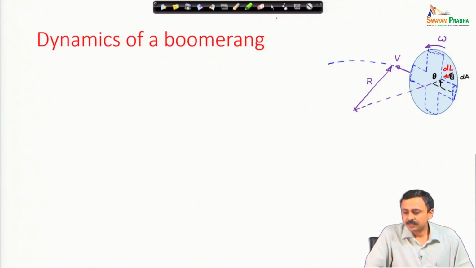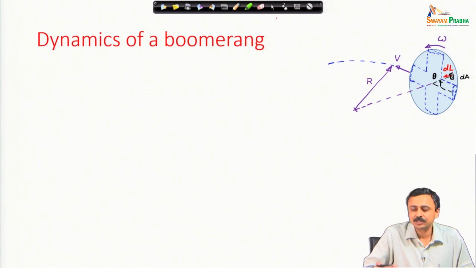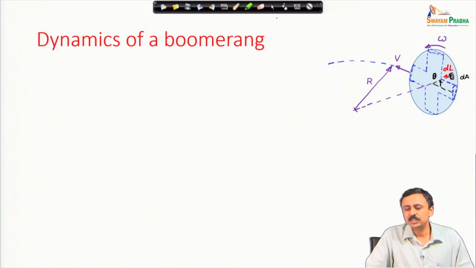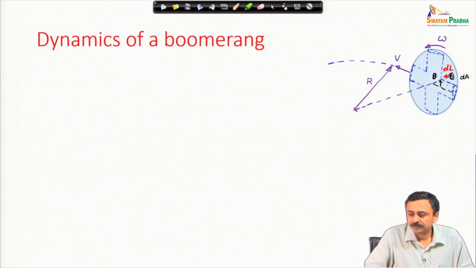To analyze this dynamics, let us make some simplifications. I am going to consider that this effect of lift comes from a disk, because ultimately we have analyzed only axisymmetric bodies. I consider that lift is being generated over a disk-shaped object, which is not a very bad approximation, because the boomerang is spinning at a very high rate and the blades are passing by every point at a very high rate. I consider a small element as I have shown, and I will calculate the lift because of that.